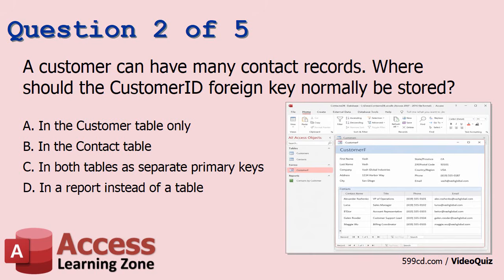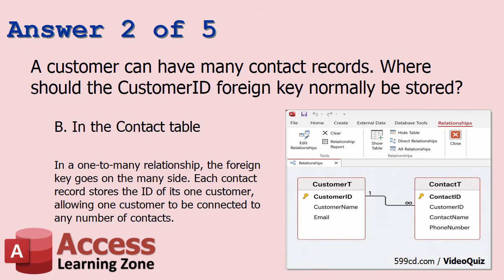Question 2, a customer could have many contact records. Where should the customer ID foreign key normally be stored? In the customer table only, in the contact table, in both tables as separate primary keys, or in a report instead of a table? That's going to be in the contact table. In a one-to-many relationship, the foreign key goes on the many side. That would be the contact table.